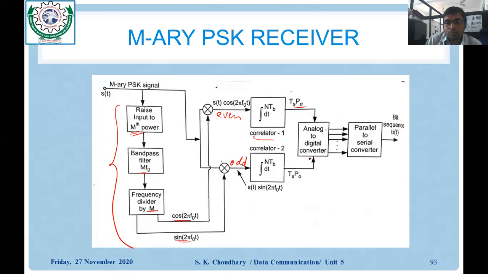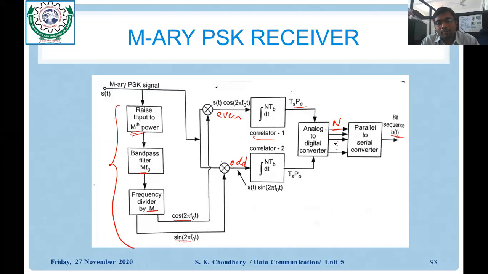And this output, the odd and even symbols, would be applied to the analog to digital converter, and this would be converted digitally. These signals, having n number of bits, are applied in parallel to the parallel to serial converter, and this n number of bits of data would then be converted to a 1-bit stream, that is BT, similar to the bit stream that we have used in the transmitter section.